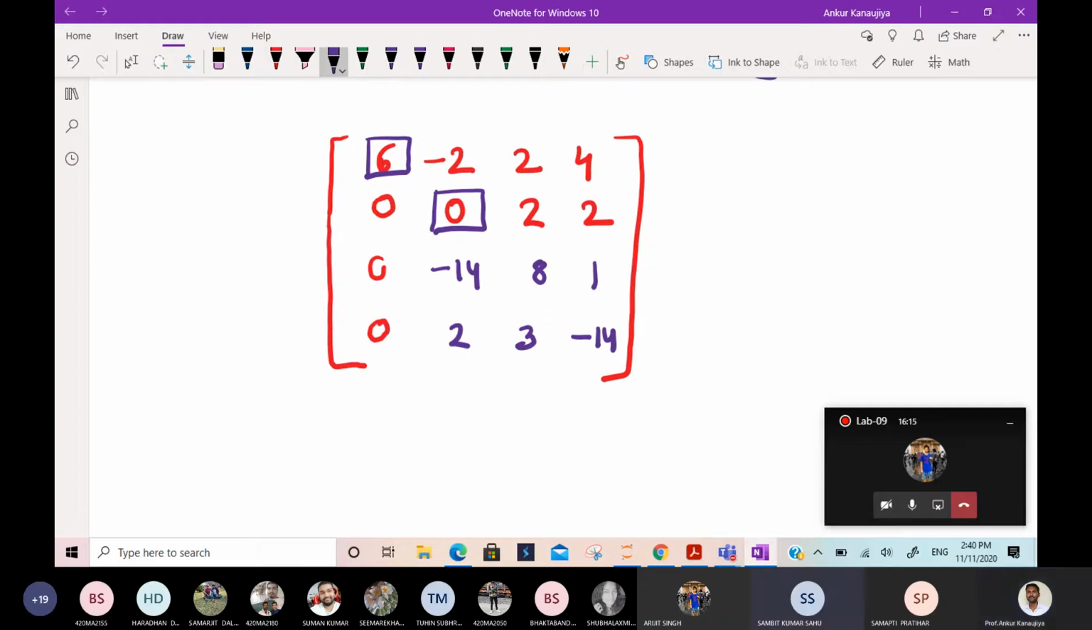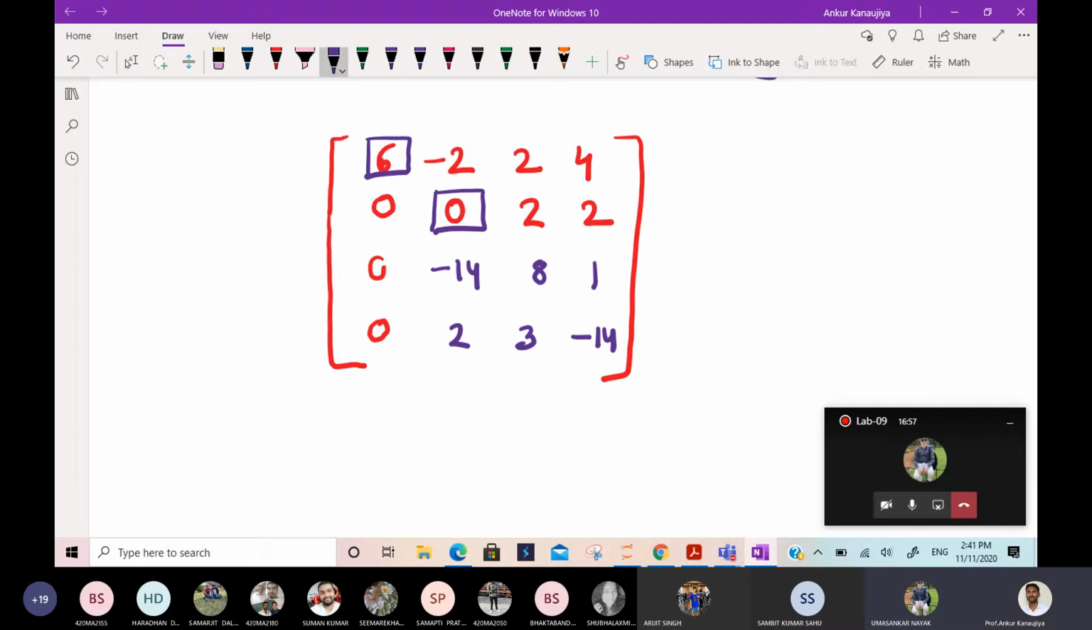Row interchange. Which row do you want to interchange? Second and third. The highest value, which one is highest, minus 14 or 2? 2. If we interchange with minus 14, is there any problem? It will not make any problem, but in some other method we take the highest value to replace.